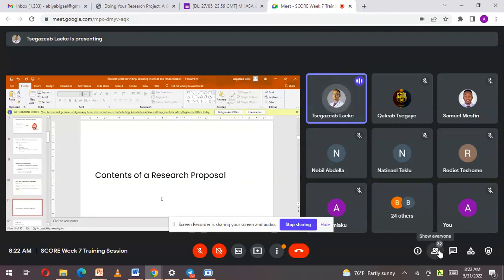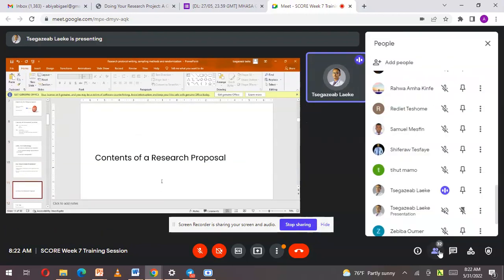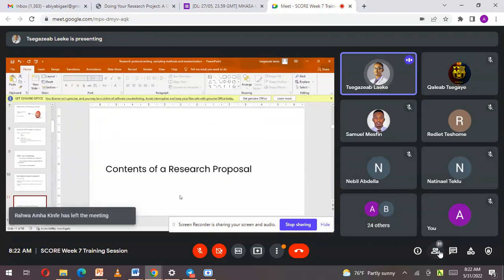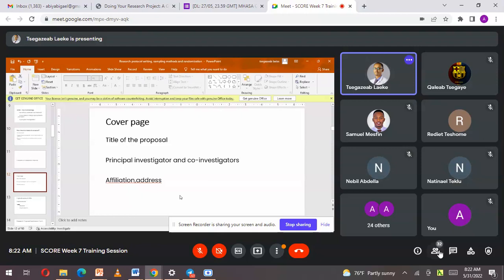And then what are the contents of a research proposal? I will discuss this based on our IRB proposal requirements, and also the Department of Surgery Research and Ethical Committee proposal format. So your research protocol should have a cover page. A cover page tells the reader the title of the proposal, who is doing it.